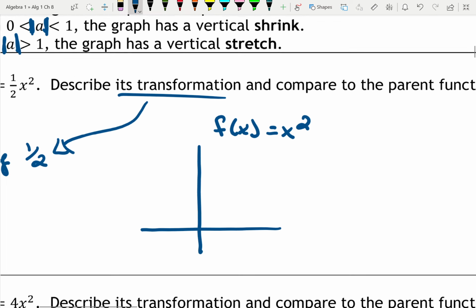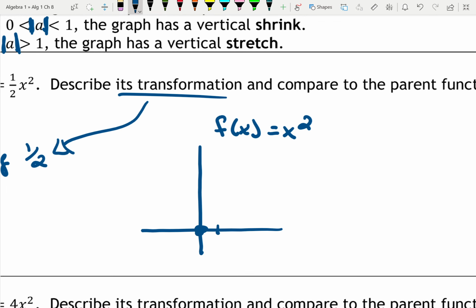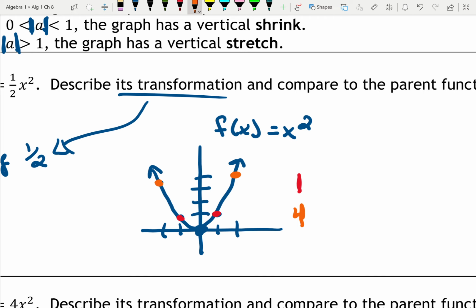So f of x is x squared. And we might remember we had the points (0, 0), (1, 1), (-1, 1), and then the points positive and negative 2, and then up 4. The thing that I want us to get from here is that these first 2 points are 1 unit above our vertex. And our next 2 points are 4 units above our vertex.